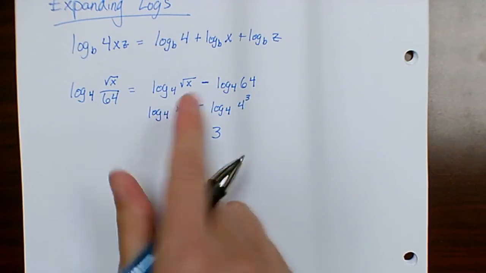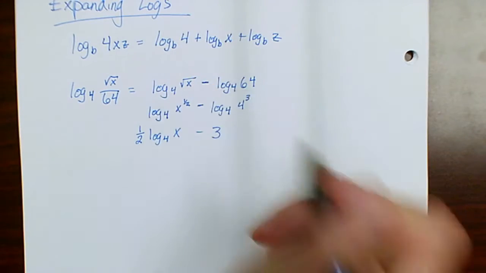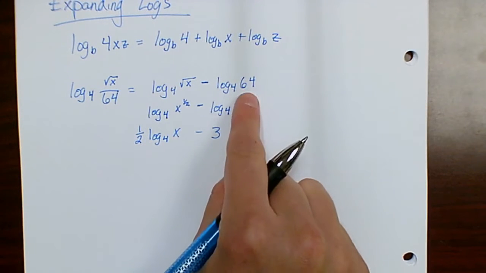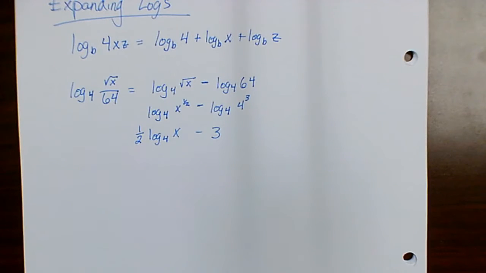And then this one, we can use our power rule to make that power into a coefficient. So that will be it. So sometimes when you have values, you can reduce way down to a single number.